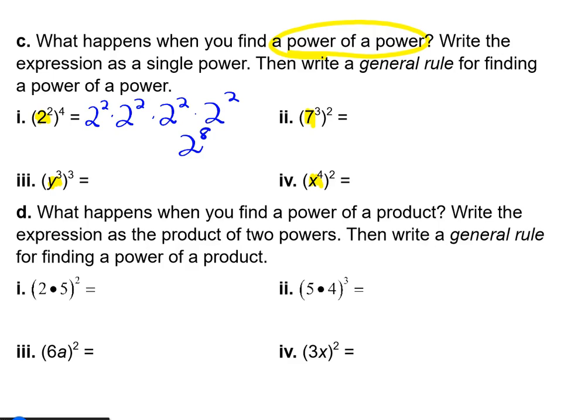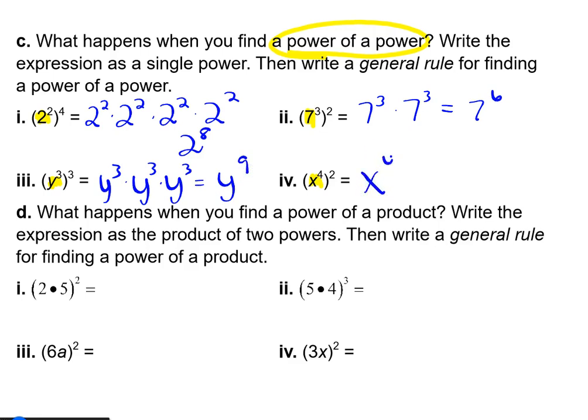On number 2, we have 7 to the 3rd squared, which means 7 to the 3rd times 7 to the 3rd. 3 plus 3 is 6, so 7 to the 6th. Number 3, y to the 3rd cubed, as we multiply it times itself 3 times, and we get y to the 9th. And then for the last one, x to the 4th squared, x to the 4th times x to the 4th. 4 plus 4 is 8.